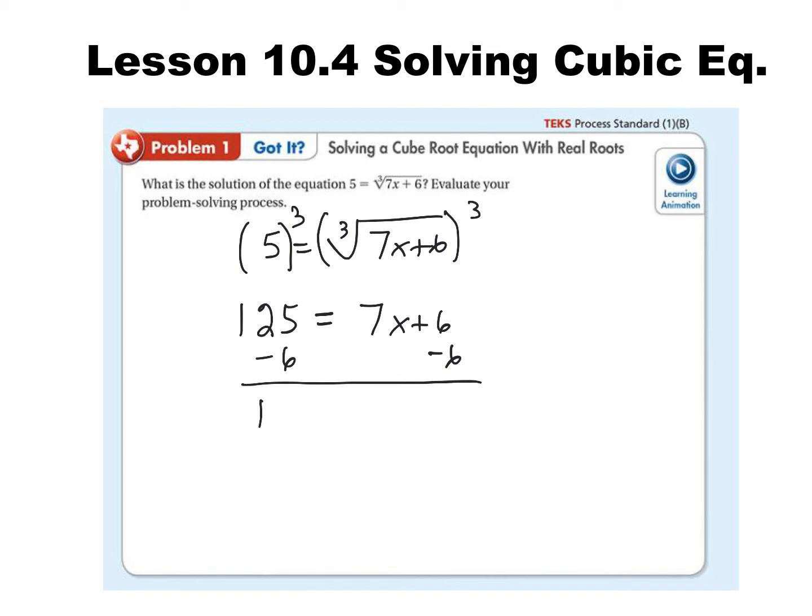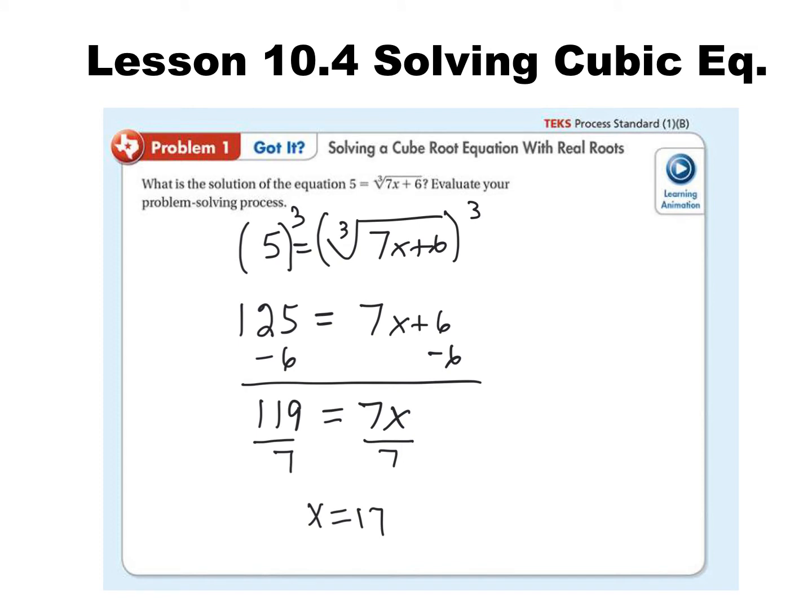So we have 119 equals 7x. Next, we'll divide by 7, which gives us x equals 17.